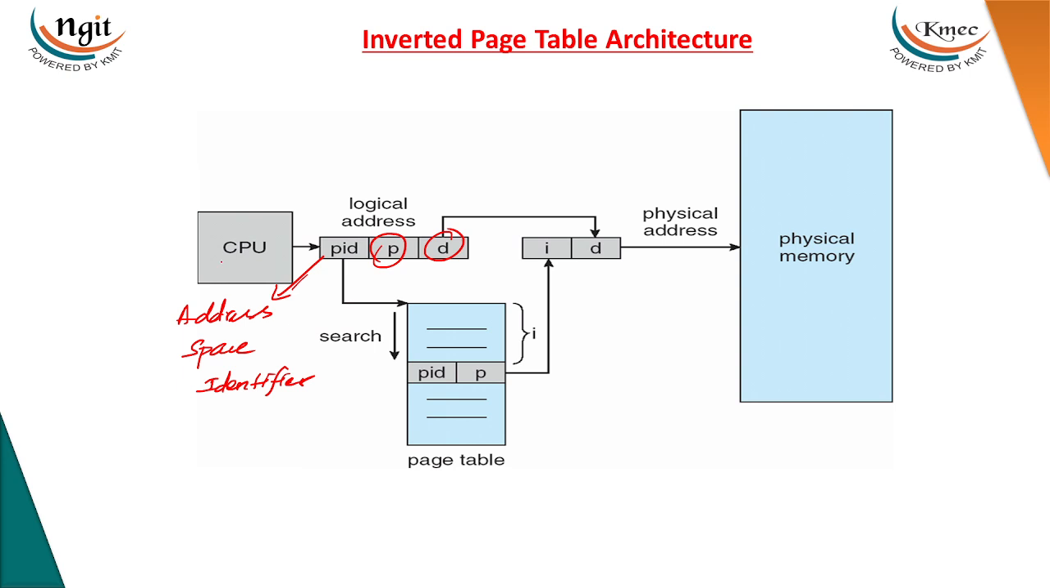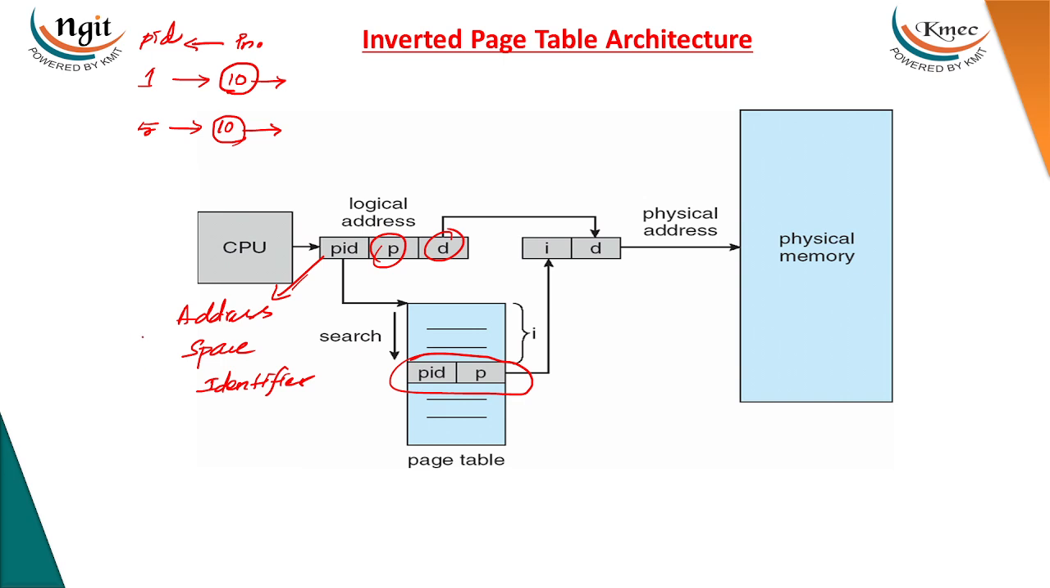Whenever the CPU generates a logical address, it will take the pair of PID and page number P. Say there is a process P1 with page number 10 stored in main memory, and similarly another process, P5, which also has page number 10 stored in main memory. When the CPU generates logical address 10, we need to find out whether it is P1's page number or P5's page number. So that's why we also maintain a process ID.